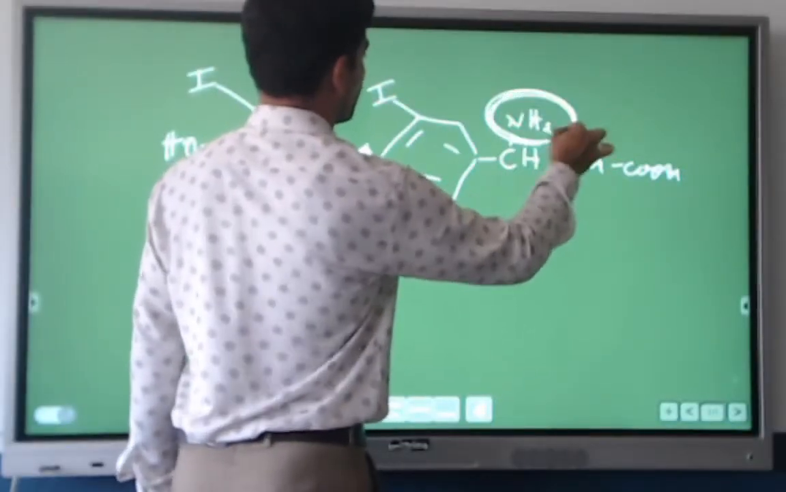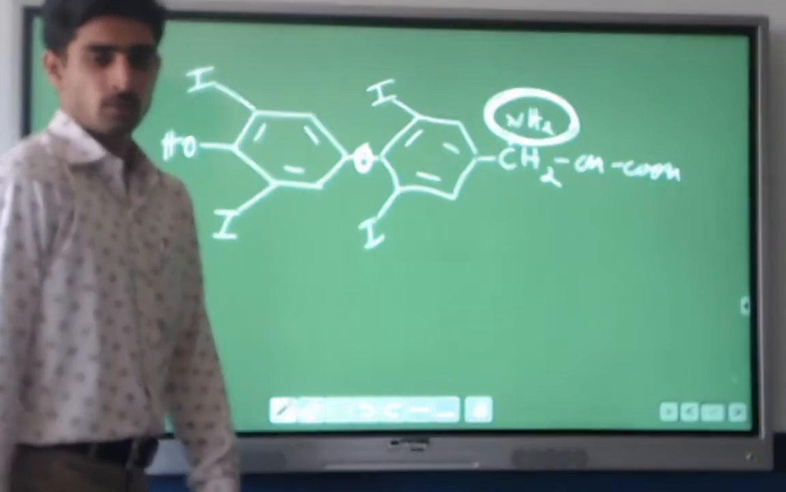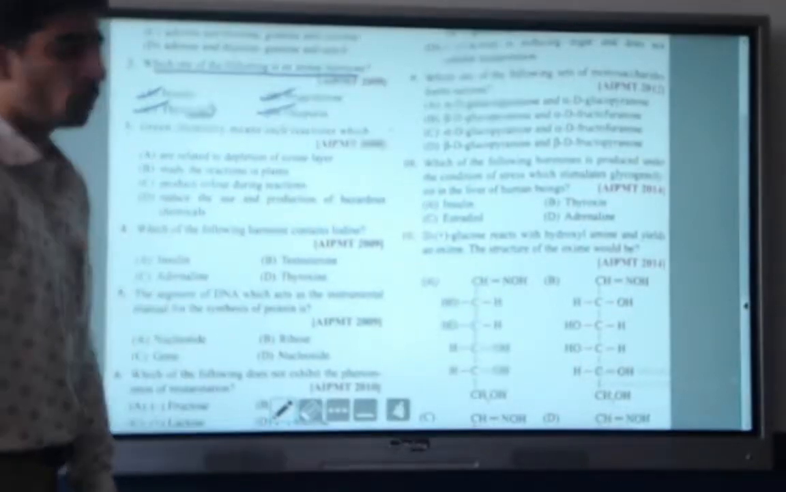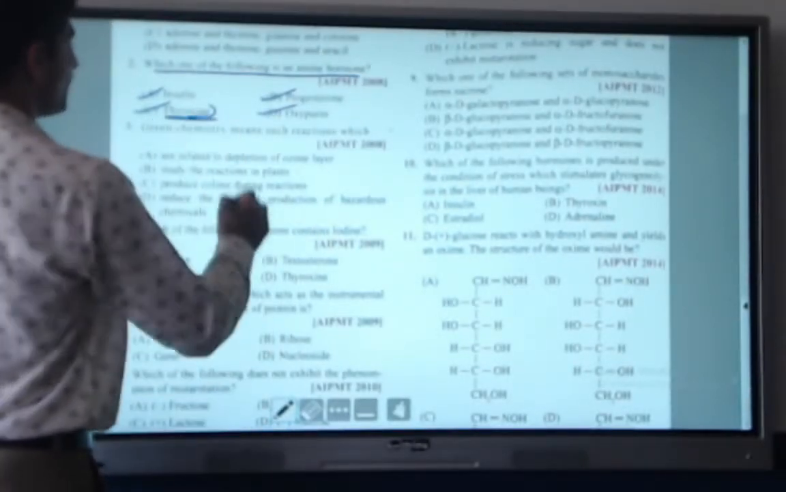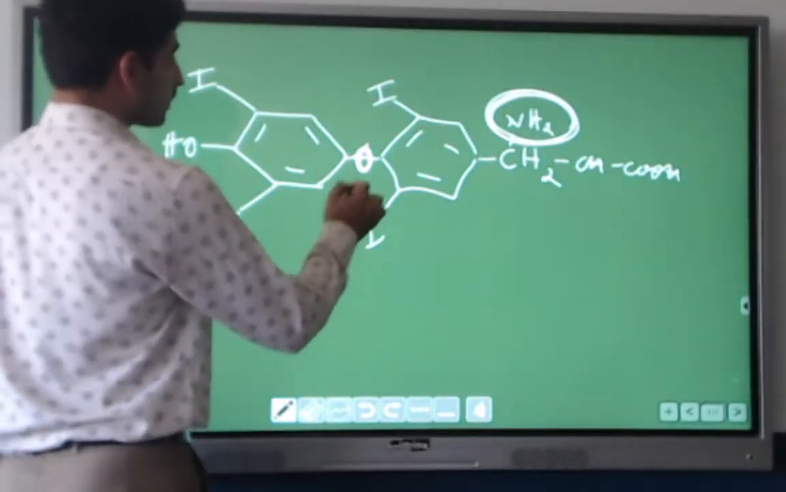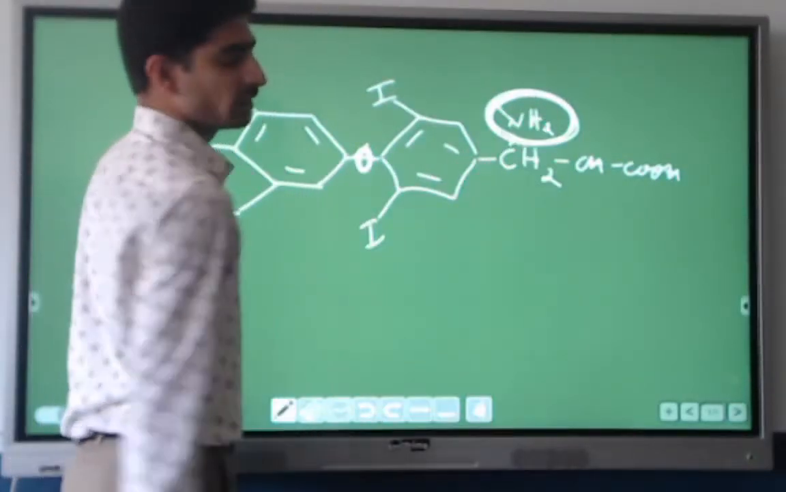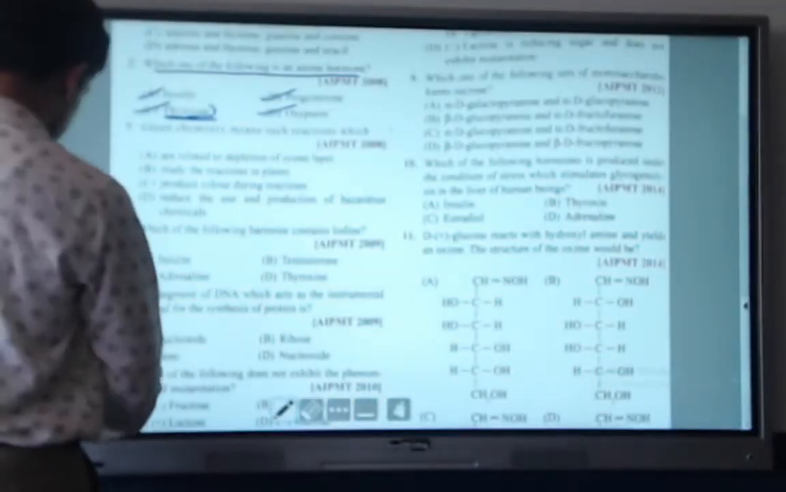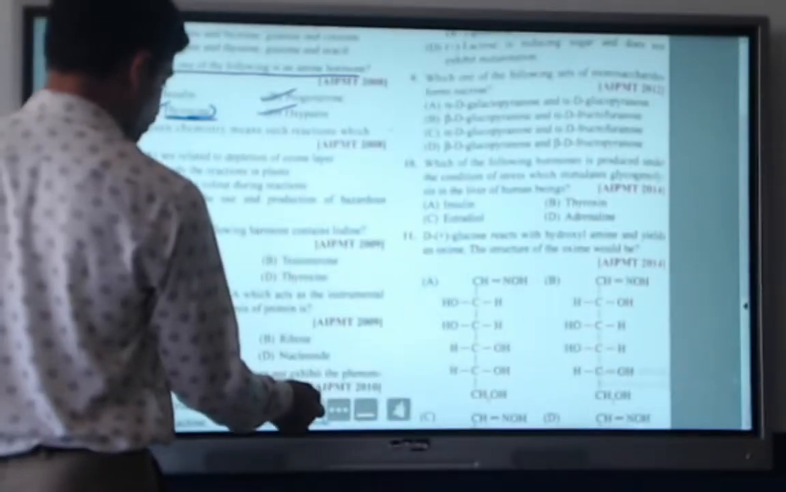So where you can observe an amine group. By this you can say which of the following is an amino hormone. Thyroxine is an amino hormone due to the presence of the amino group right here. So now, next question.